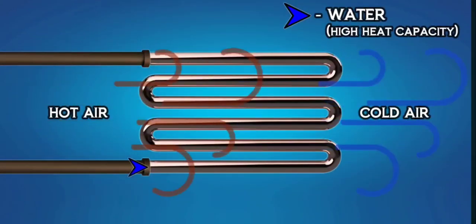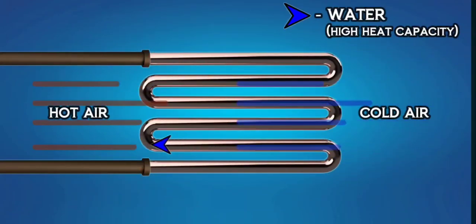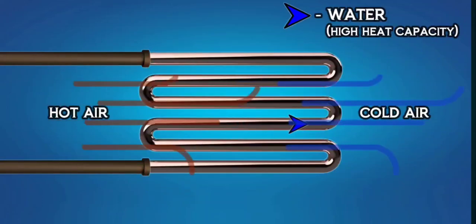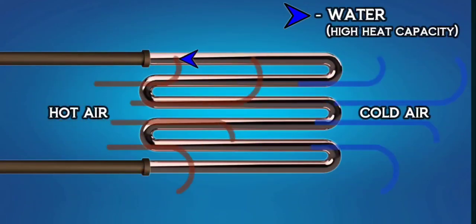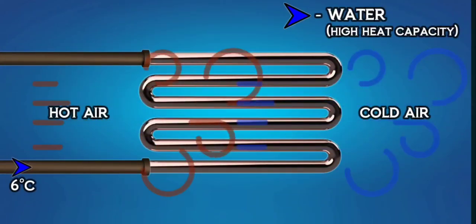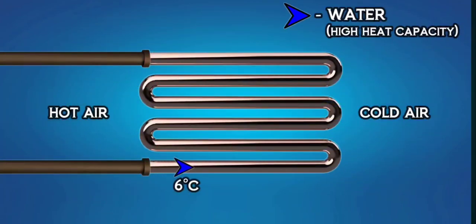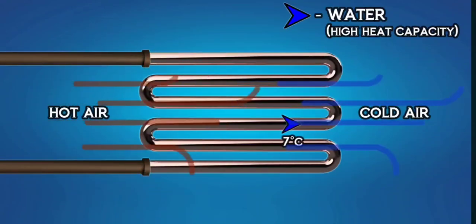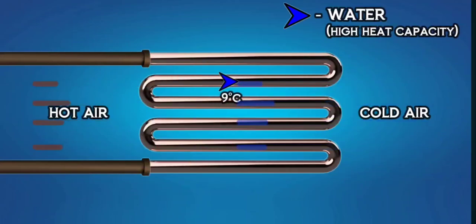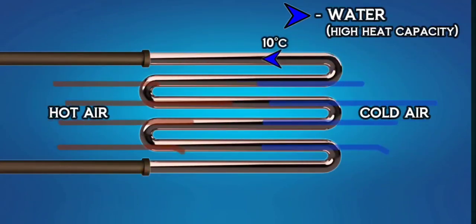Water at 6 degrees Celsius from the chiller enters the coil of the AHU. As the water travels through each coil, it absorbs heat from the return air and provides good cooling to the return air. Due to the high heat capacity of water, it absorbs a lot of heat to increase its temperature from 6 degrees Celsius to 7 degrees Celsius. Finally, when it comes out of the cooling coil, it has absorbed more heat from the return air and comes out at 10 degrees Celsius.